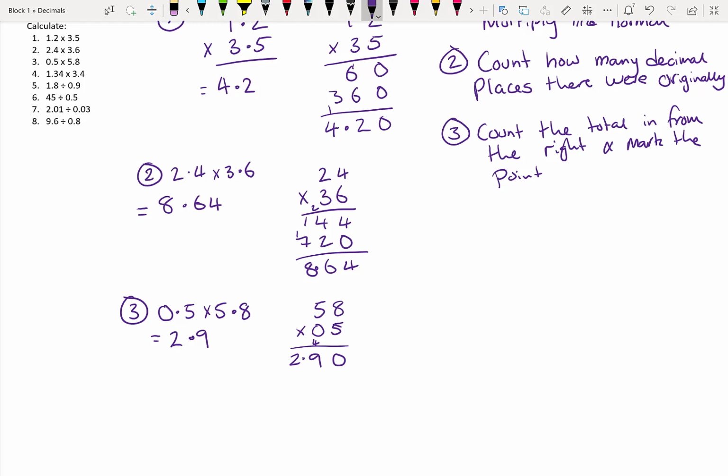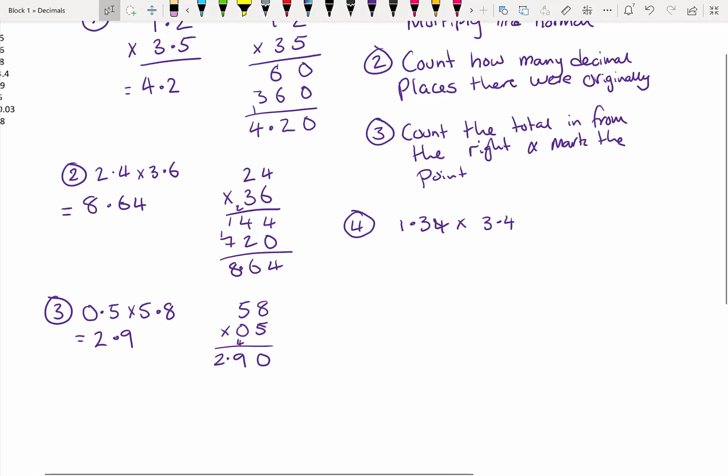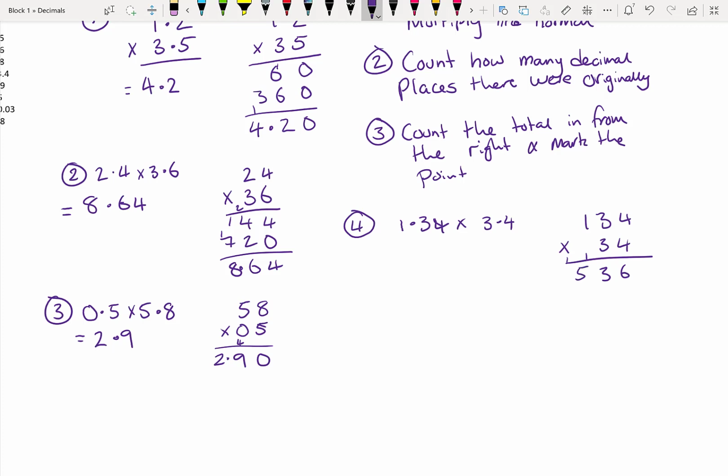Fourth one, in fact let's see if we can squeeze this fourth one up here. I've got 1.34 multiplied by 3.4, and so that is going to look like 134 multiplied by 34. Set it out, so 4 4s are 16, 6 carry 1, 4 6s are 12, plus this other one is 13, carry that, 4 1s are 4, plus the other one is 5.